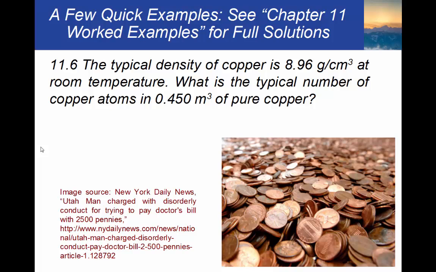Okay, so we can measure the density of copper. That is, as you recall from chapter 1, the mass per unit volume. The typical density of copper is 8.96 grams per cubic centimeter at room temperature. So the question is, suppose we're given a big chunk of copper, 0.450 cubic meters of pure copper. How many copper atoms do we have in that?